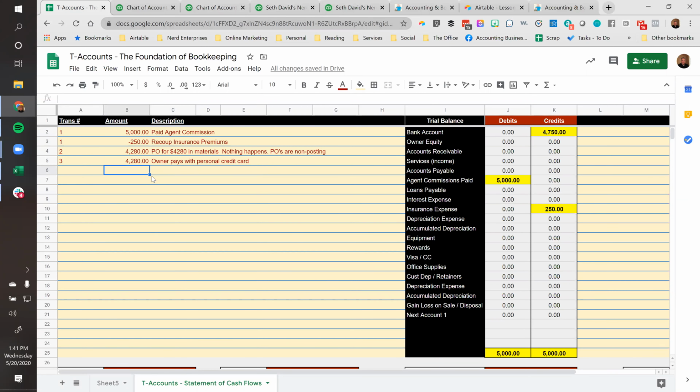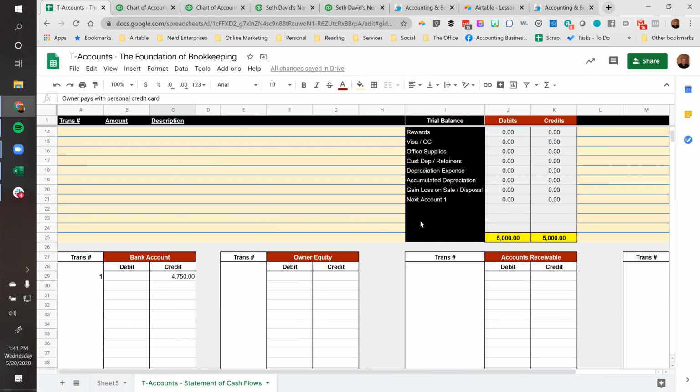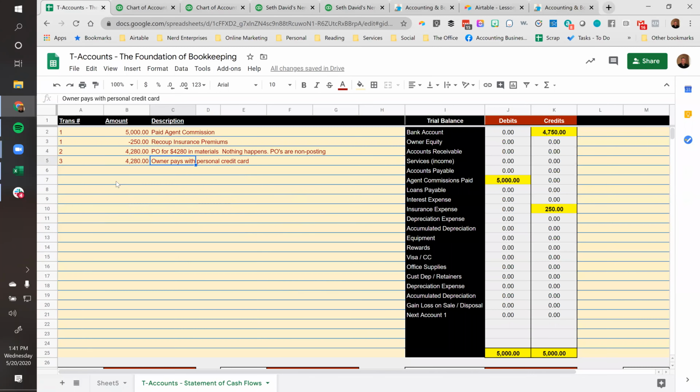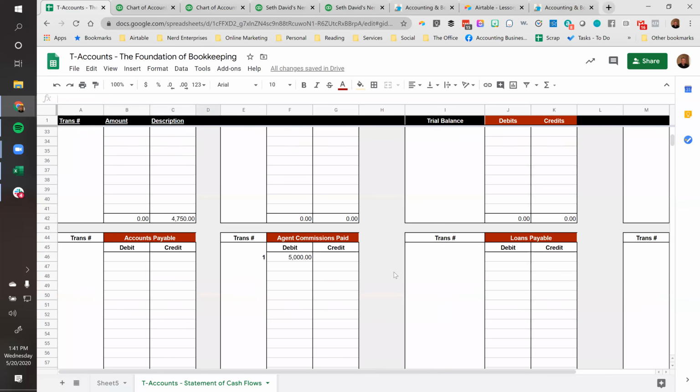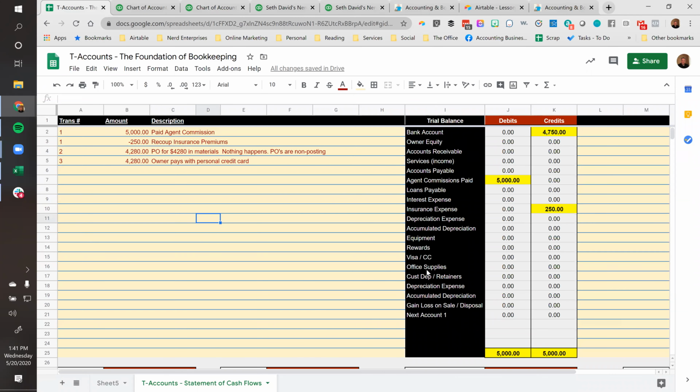So let's do debits and credits. So we have their materials or supplies. We called it office supplies, right? So we know what the debit is, right? For transaction number 3, the debit is going to be to office supplies expense. Do I have that? I think I probably do.